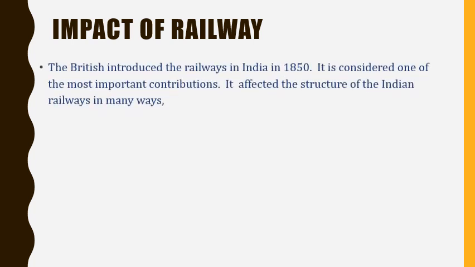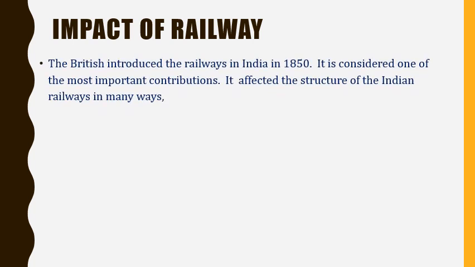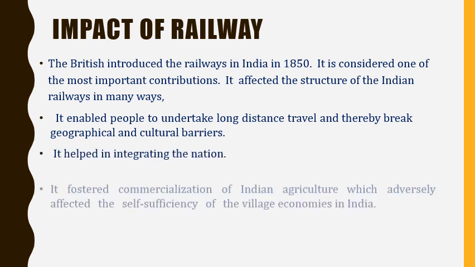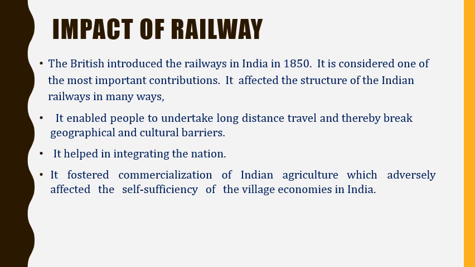Impact of railway. The British introduced the railway in India in 1850. It is considered one of the most important contributions. It affected the structure of the Indian economy in many ways. It enabled people to undertake long distance travel and thereby break geographical and cultural barriers, which is somewhere in a positive manner. It helped in integrating the nation. It fostered commercialization of Indian agriculture, which adversely affected the self-sufficiency of village economies in India. It provided employment opportunities to the people also.